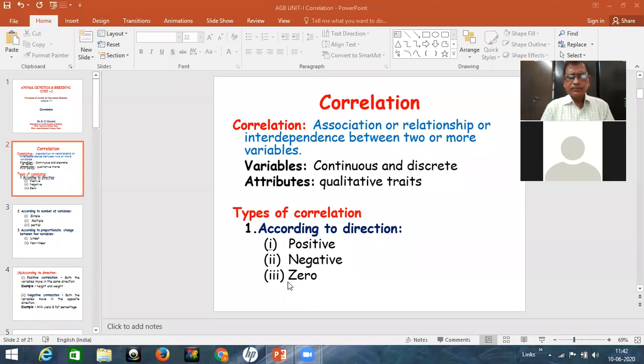So now the types of correlation. Correlation means the relationship or association or interdependence between two or more variables. This is all about quantitative traits. The correlations are of different types. According to the direction of the variables, it is positive, negative, or zero correlation.